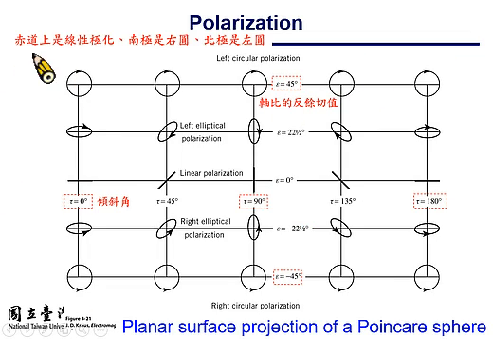So here is the expansion of the Poincare sphere. As you can see here, from tau equal to 0 to 180 degrees, you have a horizontal linear polarization, vertical linear polarization, and horizontal polarization again. On the top are left-hand circular polarization, and on the bottom are right-hand circular polarization.